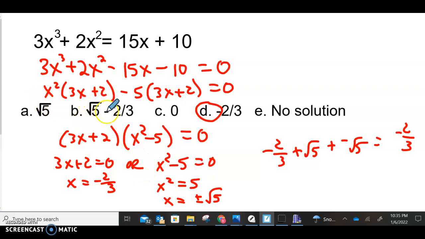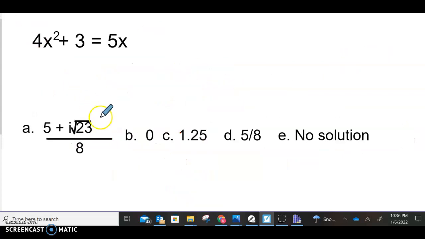People will see the square root of 5 and the -2/3. They pick that. Add your answers together. Okay, if you get more than one answer, add them together and state their sum. The sum of all the answers is -2/3.